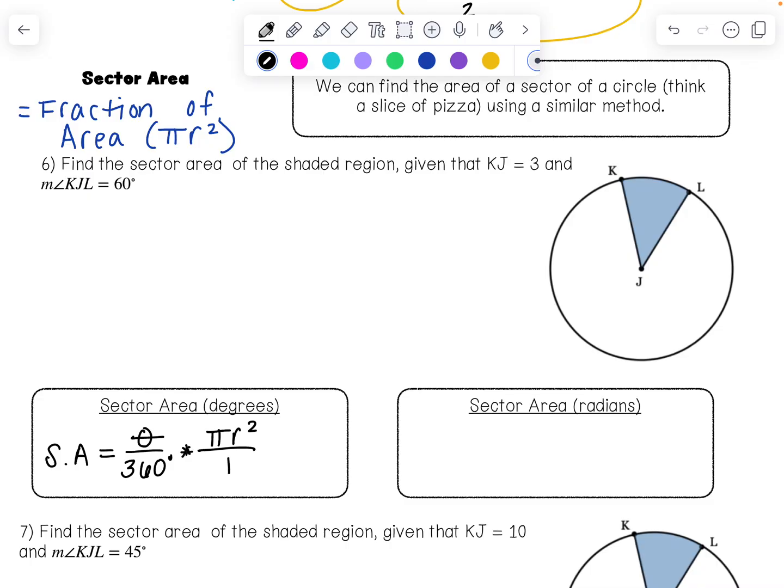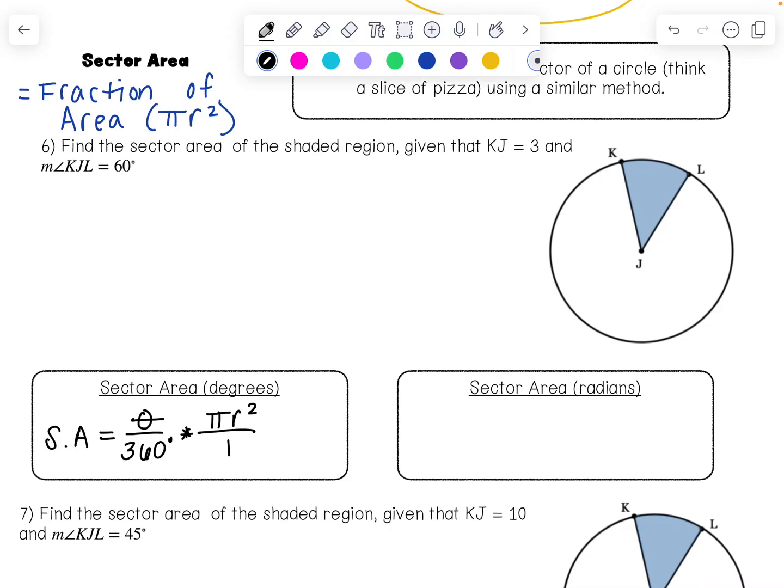So in number 6, we have sector area. We know that the radius KJ is equal to 3. So here is our radius. And they tell us that the measure of angle KJL is 60 degrees. So there is our theta. So our sector area here is going to be 60 over 360 degrees, times pi r squared. R here is 3.